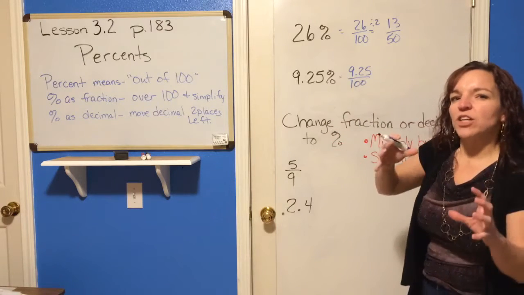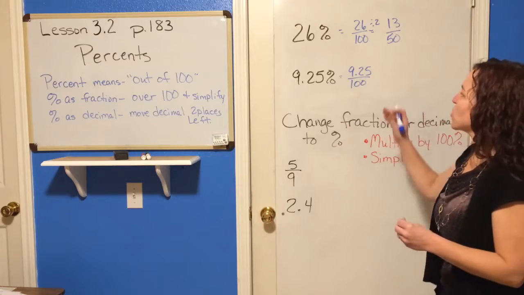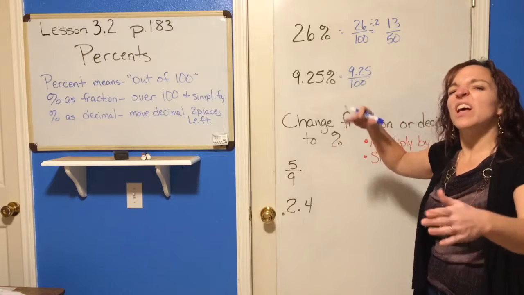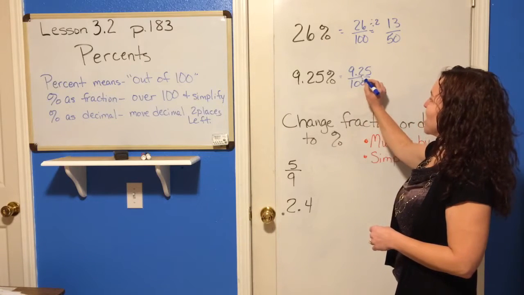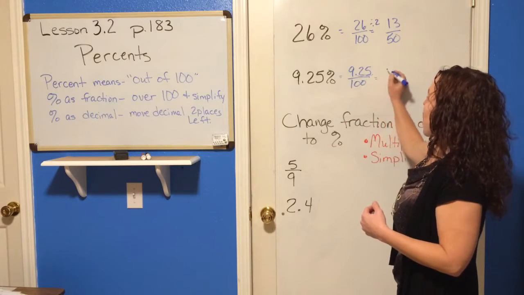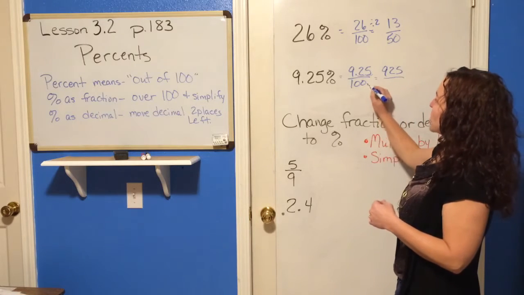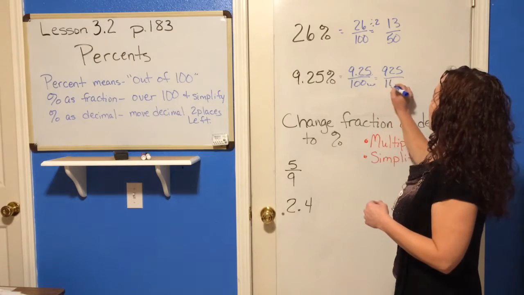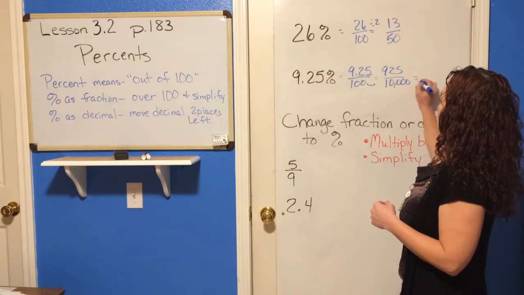You can't really have a fraction and a decimal at the same time. So what you're going to want to do is move that decimal out of the fraction by moving the decimal the same number of places in the top and the bottom. So now we have 925 in the numerator. Move your decimal 2 places in the denominator and have 10,000, right? 1, 2, 3, 4 zeros.